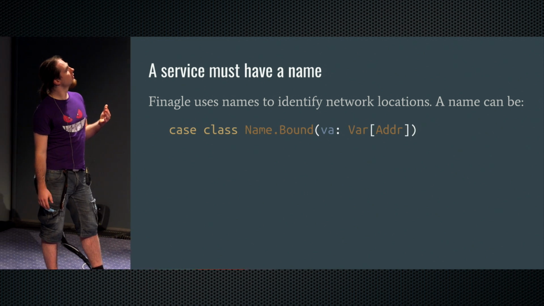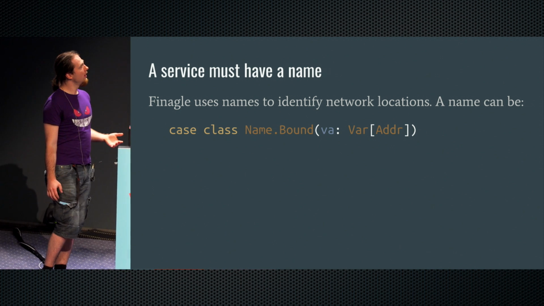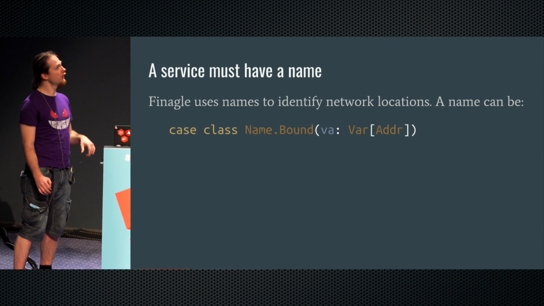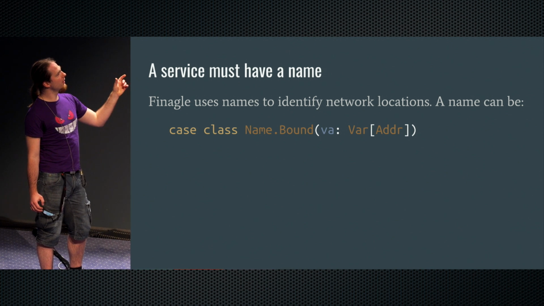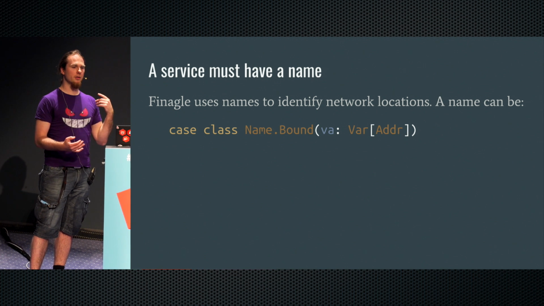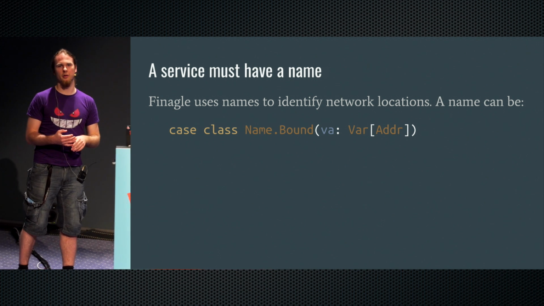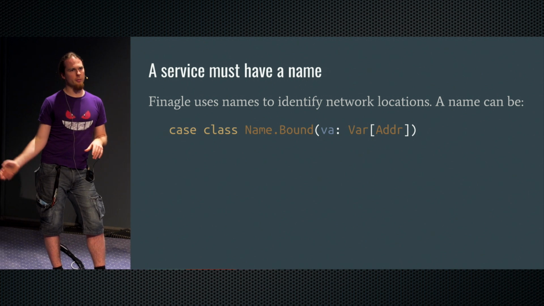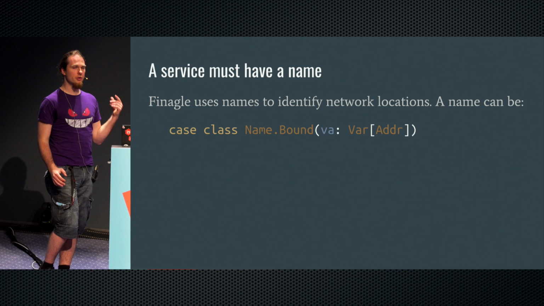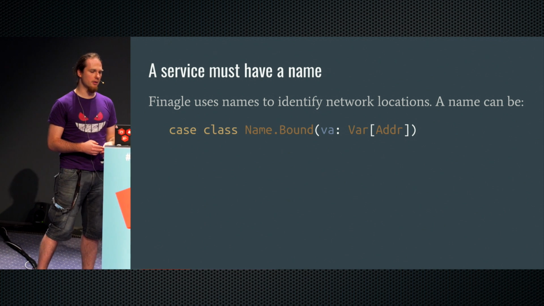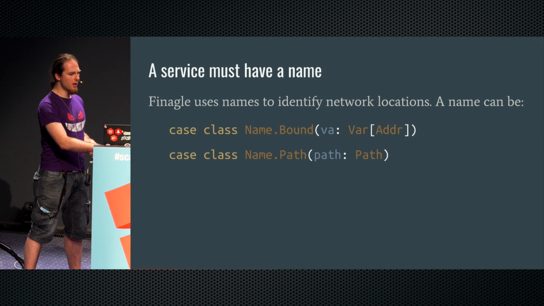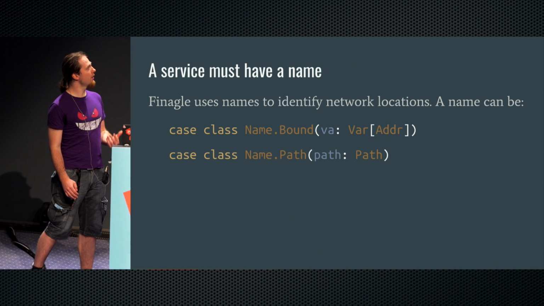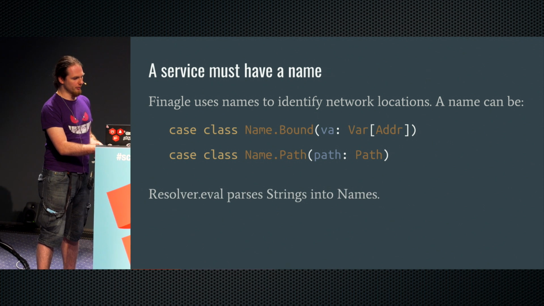And there are two types of names. So there's Name.Bound, which binds a name to a specific address. And as you can see, it's not only an address, but a variable address, because Finagle takes care of you if the address changes. So if your service starts in a new place and announces itself on Zookeeper, this Var will make sure that it gets updated accordingly and you use the new address. The other type is Name.Path, which is a hierarchical path that needs to be resolved to an address.